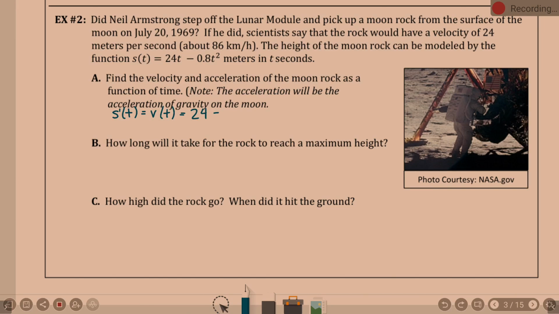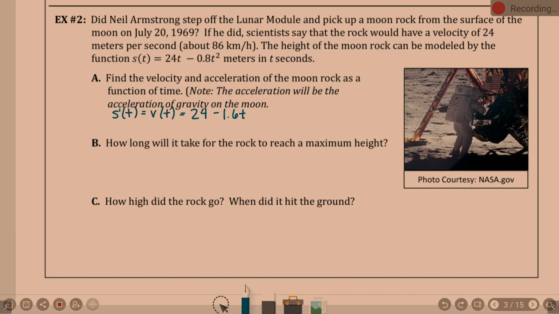So velocity of that function is 24 minus, would it be 0.16t? How about 1.6t? Thank you, because I did have a squared on there that I shouldn't have had. Okay, so yeah, 2 times 0.8 is going to be 1.6. There's only one decimal place in there to carry through. So that's going to be your velocity formula.